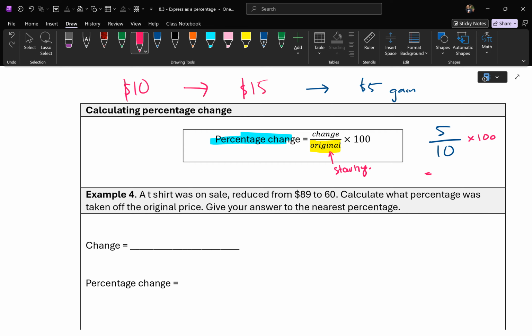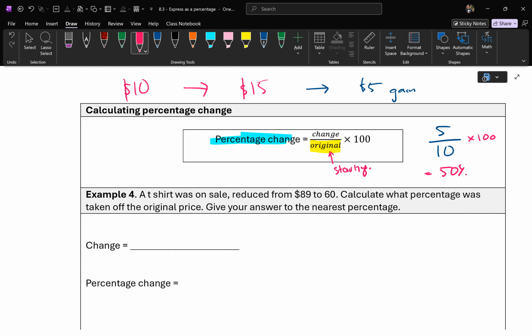50%. So the language, if I asked you before, you start off at $10 in your pocket. By the end of today, you get $15. If I asked you what was your percentage increase or change, you would say I had a 50% increase. In terms of business, you would say I had a 50% profit because you gained 50%. Okay, so that's the language you will hear outside in the real world. For us, everyday commoners, we would say $5 gain.